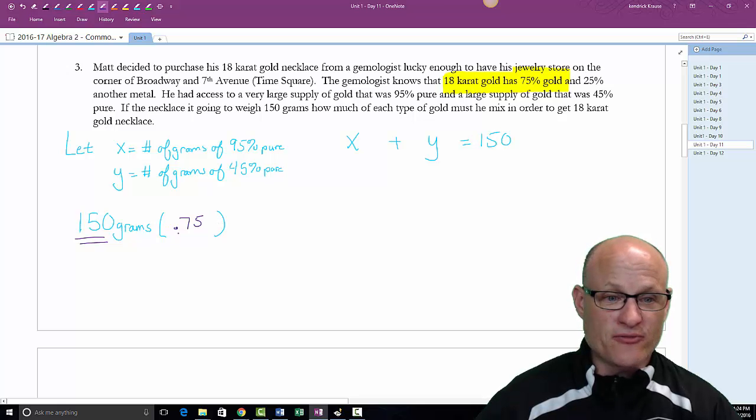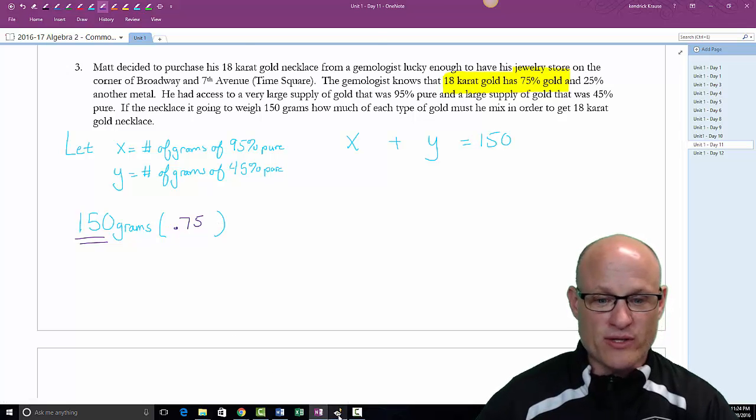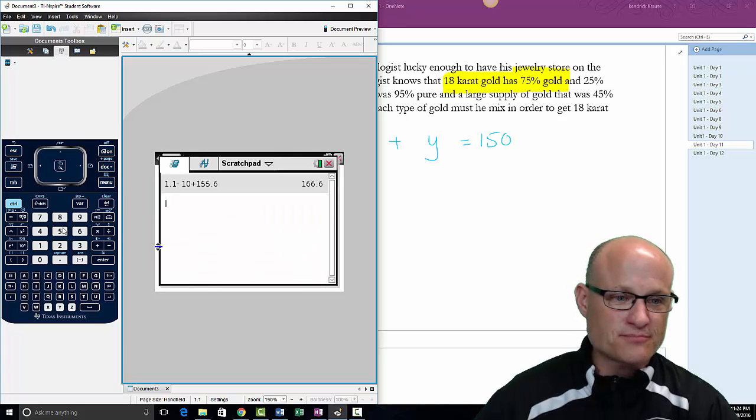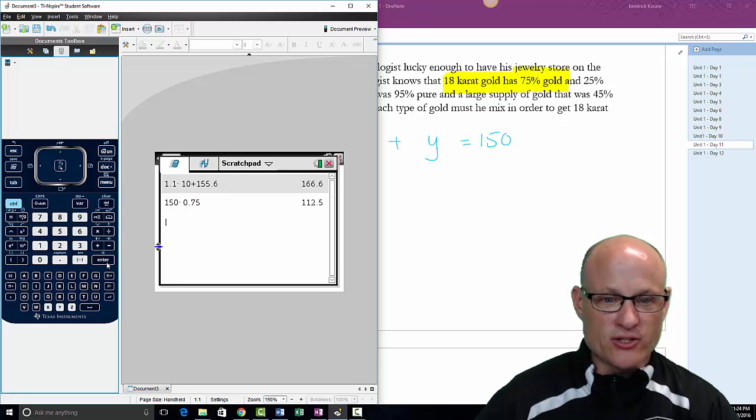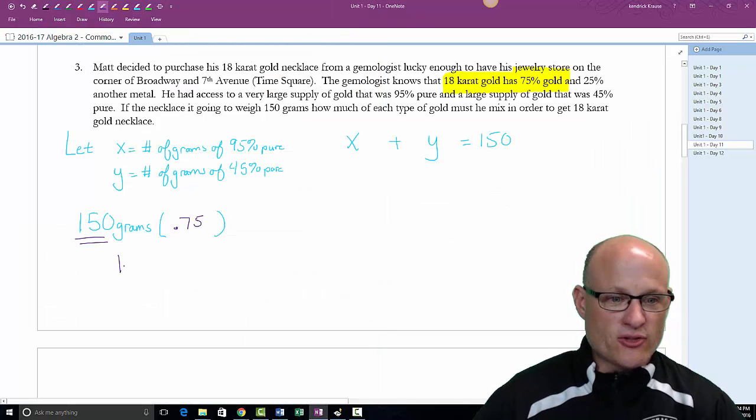So if I take 150 and I multiply it by 0.75, I get 112.5. So there's going to be 112.5 grams of gold. Now, why is that important?